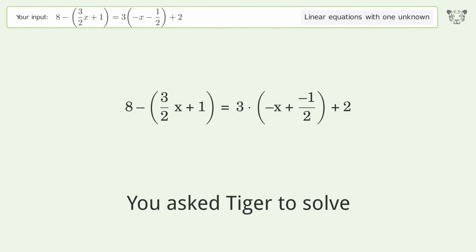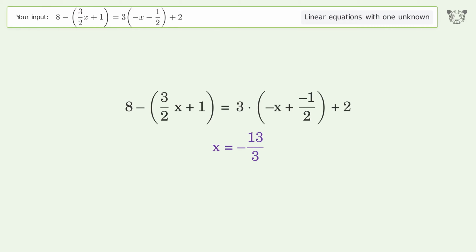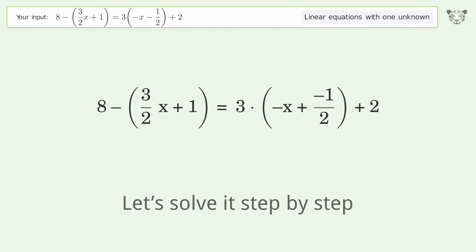You ask Tiger to solve this. It deals with linear equations with one unknown. The final result is x equals -13/3. Let's solve it step by step.